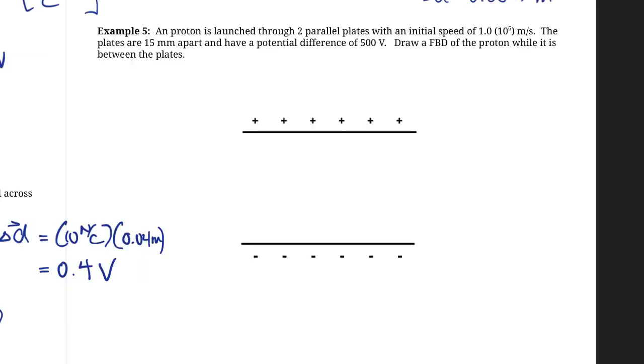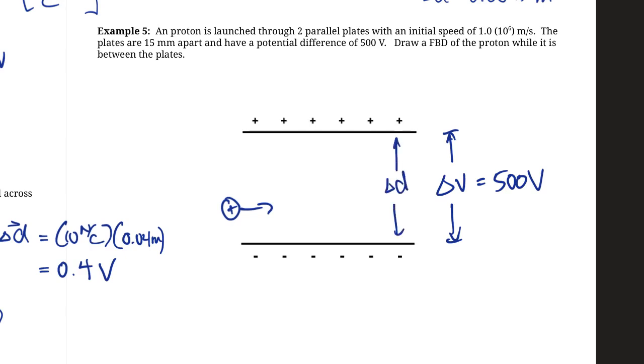So in this last question, we have a proton that's launched through 2 plates with a high rate of speed. So our proton, our positive particle, is going to be launched this way. And we know a few things about these plates. We know the voltage difference between them. So we know our delta V, not delta V as in change of velocity, but our electric potential difference, is 500 volts. We also know that they are 15 millimeters apart. So our delta d is 15 millimeters, right?